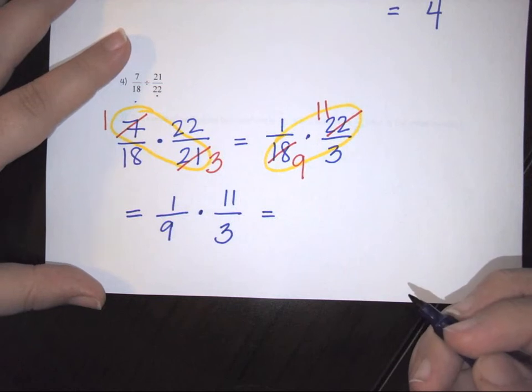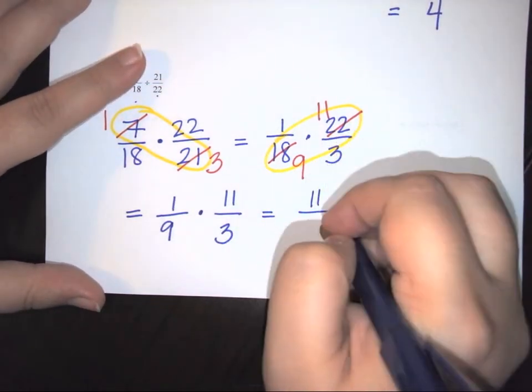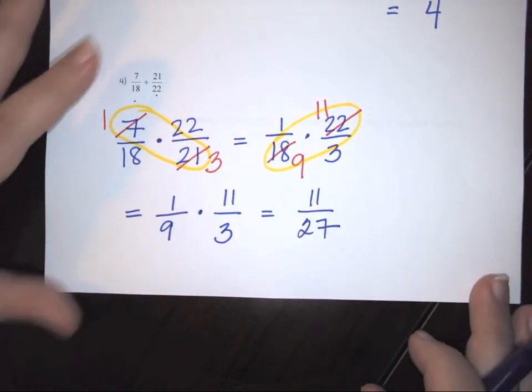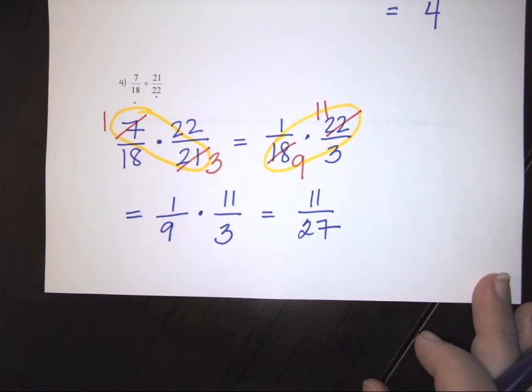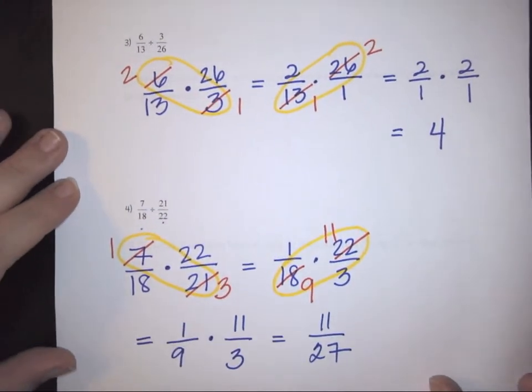Straight across the top and straight across the bottom, 11 times 1 is 11. 9 times 3 is 27. Okay. So that in a nutshell is just good old-fashioned division.